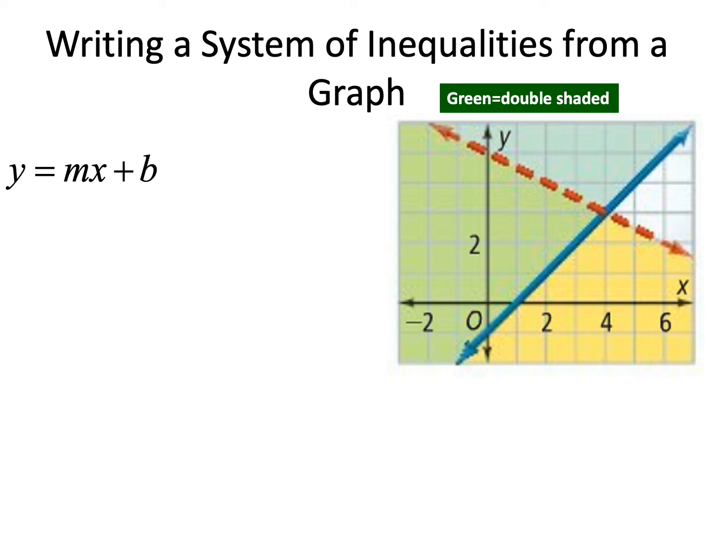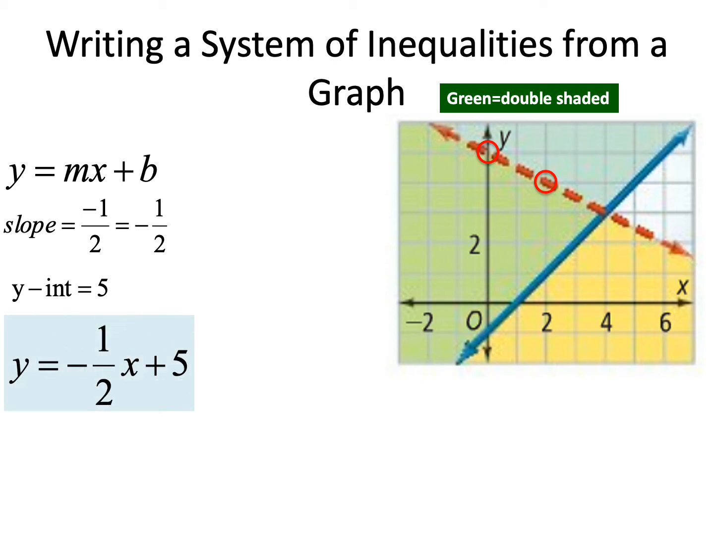So remember the steps are you pick 2 points. Hopefully one of them is your y-intercept. And you calculate the slope. So it looks like the slope is down 1 over 2 or -1 over 2. Does that make sense? And the y-intercept is 2, 3, 4, 5. And you plug those into your equation. So you get y is equal to -1/2 x plus 5.